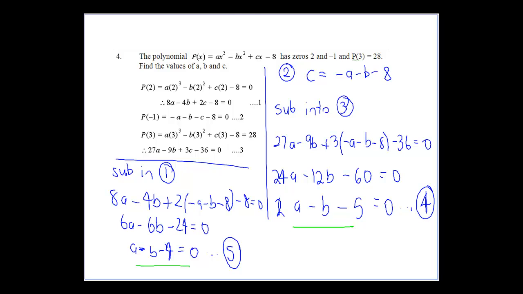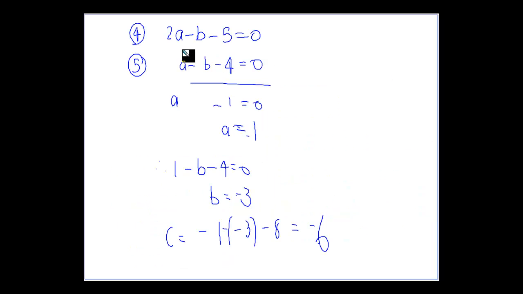So if we look over the next page, we've got 4 and 5. We've solved them simultaneously. We're able to eliminate the b's, and we get a then would be equal to 1. A is equal to 1, well, we've got equations with a and b in there, so we can get b is equal to minus 3. And c, well, we had equations with a and b in there, and we're able to solve that and get c is equal to minus 6.